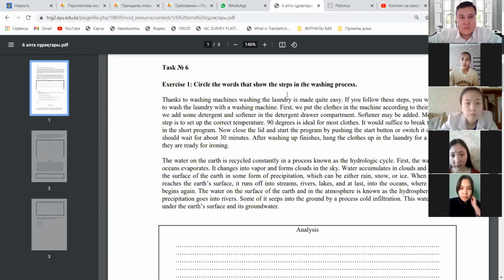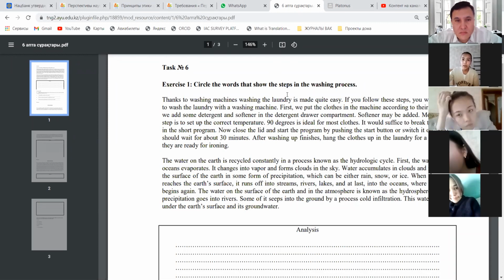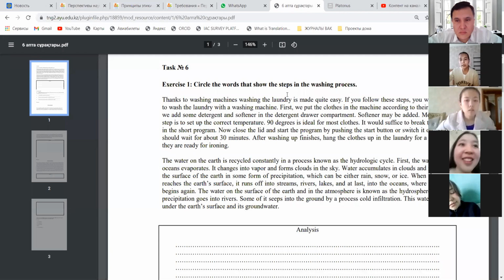The first model paragraph is about the washing machine, and the first sentence here is the introduction. Thanks to washing machines, washing the laundry is made quite easy. And here are some words that show the process. It's the first, later, most important step, now, next, after washing, and the last one is then.